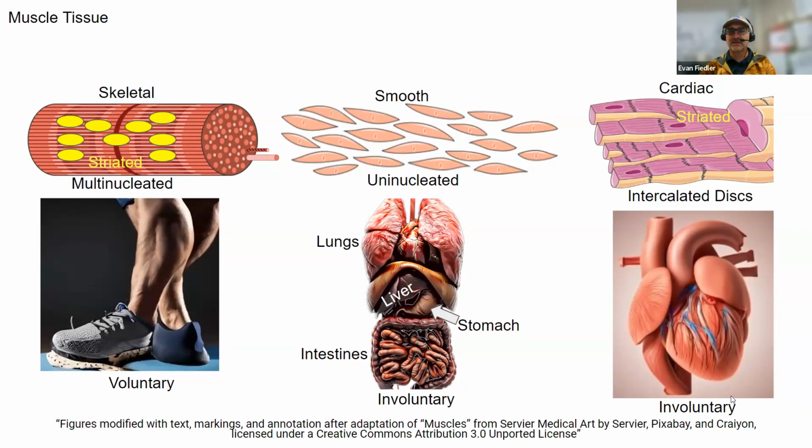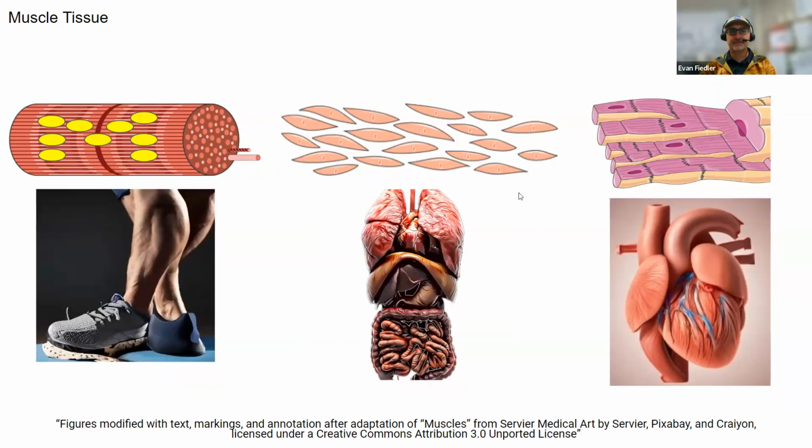Now let's go to the next thing, see if we can do it without the notes. Can we do it without the notes? Skeletal muscle, striated, multinucleated, voluntary. Smooth muscle, uninucleated, involuntary, found in the lungs, in the liver, in the stomach, in the intestines. Cardiac muscle, intercalated discs, uninucleated, striated, involuntary, found in the heart.